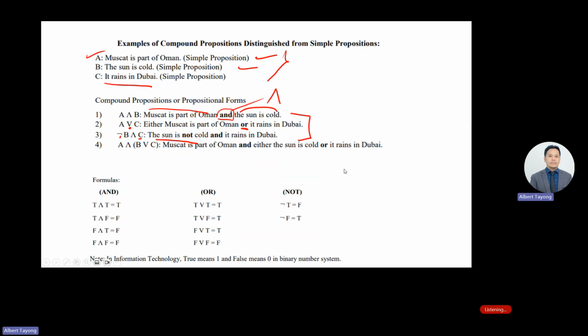The last one here involves three propositions A, B, and C. So our A is Muscat is part of Oman. And this is a whole group, whole quantity of B or C. So either the sun is cold, that is our B, or it rains in Dubai, our C.